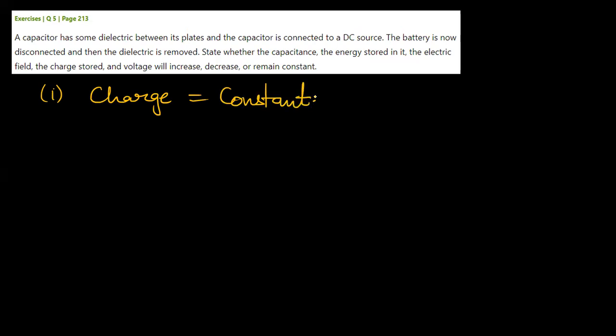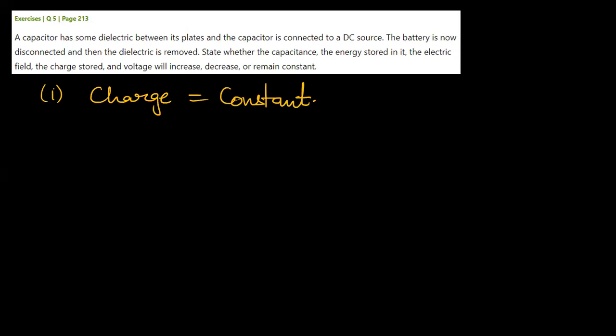I have a capacitor. I am charging the capacitor. After it is fully charged, I have removed the battery. So when you remove the battery, charge will not go anywhere. The charge will be stored in the capacitor itself. Charge will not get dissolved. Charge will remain as it was when fully charged, right? After disconnecting from the battery and removing the dielectric, charge will not go anywhere. It will be there in the capacitor only. So the charge will remain constant.